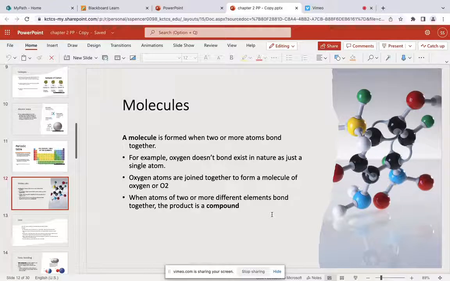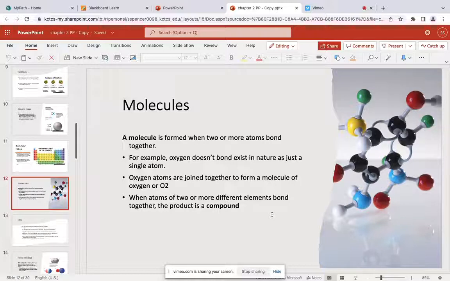This slide's important just for definition purposes. A molecule, again, is formed when two or more atoms bond together. So remember, we have atoms. Atoms are subatomic particles. Subatomic particles called atoms come together to form molecules.